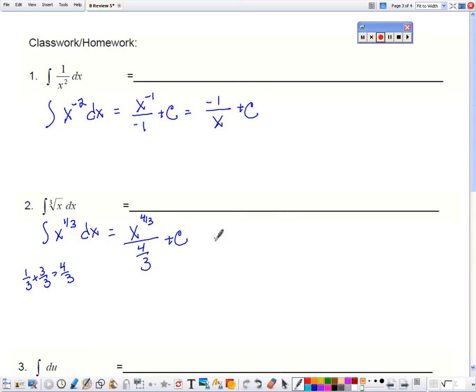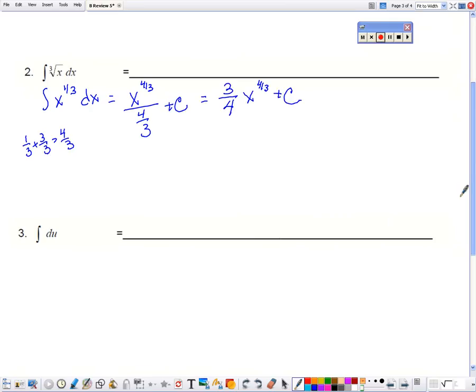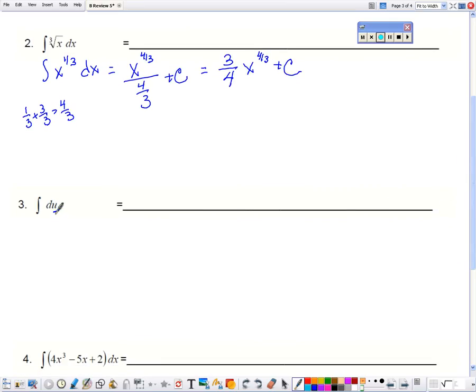But to rewrite this so it looks better, I'm going to multiply by the reciprocal of the denominator. Now for number 3, we have to be careful with our variable. There's a 1 here, but we're finding the antiderivative with respect to u. So that means I'm going to get u to the first over 1 plus c.